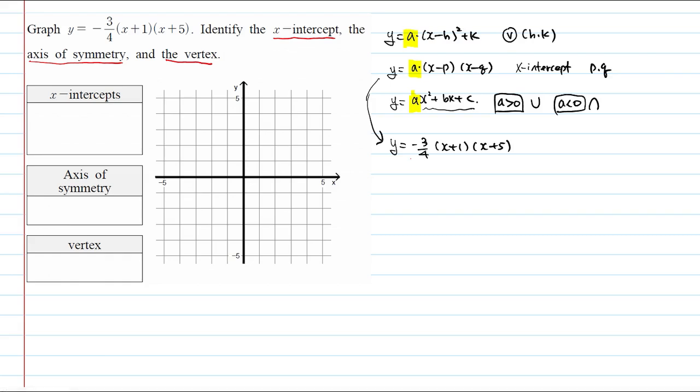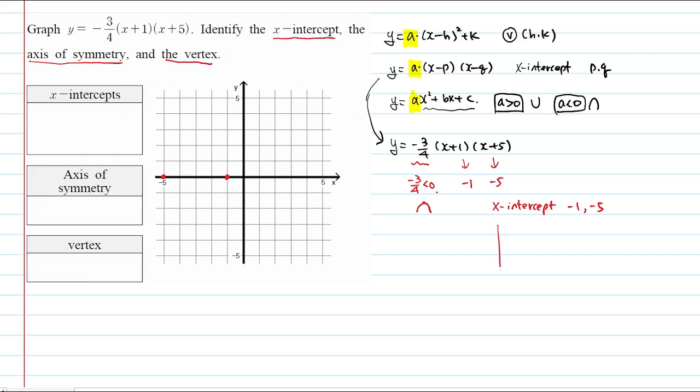Well, your a is less than 0. So negative 3 over 4 is less than 0. So we know that the graph will be an upside down U-shape. You set this equal to 0. That's negative 1. You set the second one equal to 0. That's negative 5. So you can say your x-intercepts are negative 1 and negative 5. So let's mark that down.